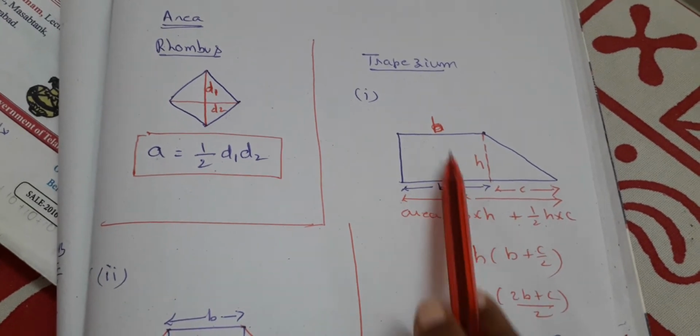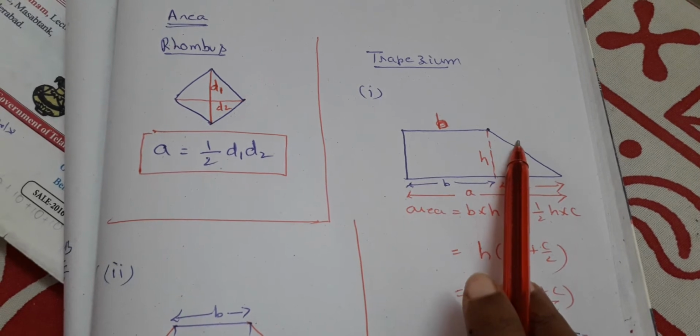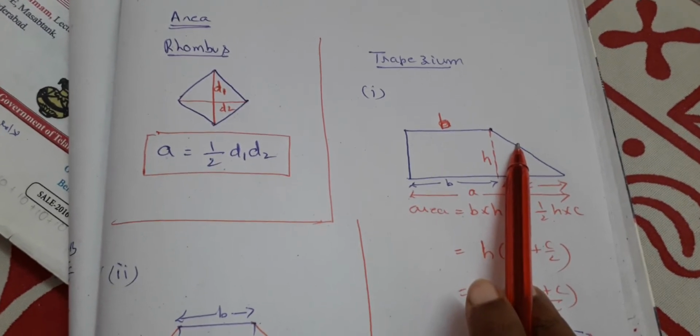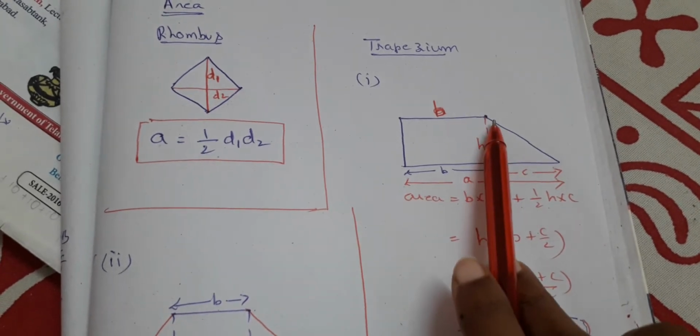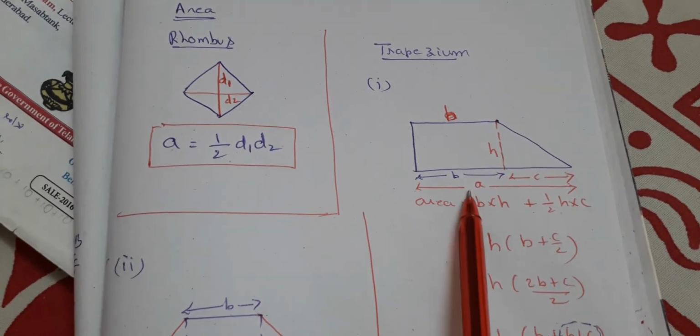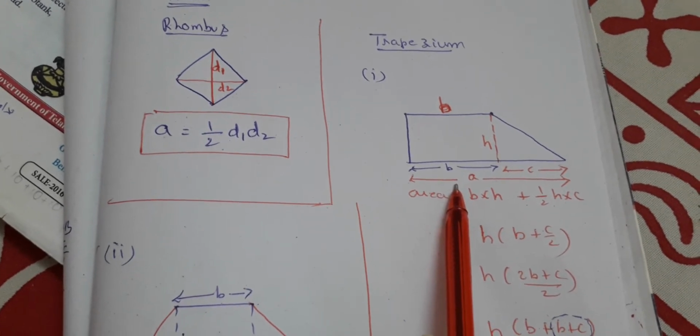So there are two parallel sides and these two are not parallel. If they were also parallel, then it would have been a parallelogram or a rectangle, right? So therefore, if the height is given and the lengths of the parallel sides are given, how are we going to determine the area of the trapezium?